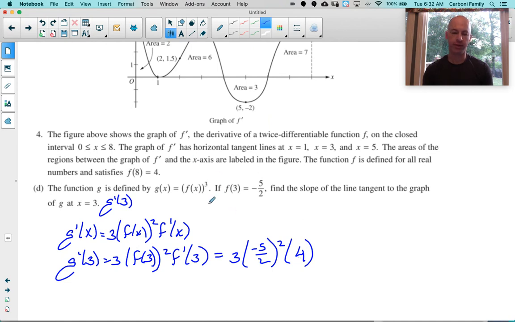I would stop there. I would not go any further. There is no reason to clean it up any further. It does not ask you to interpret this answer. We don't have to do anything with it. It just said find the slope. That is the slope. So on the AP exam, please stop here.